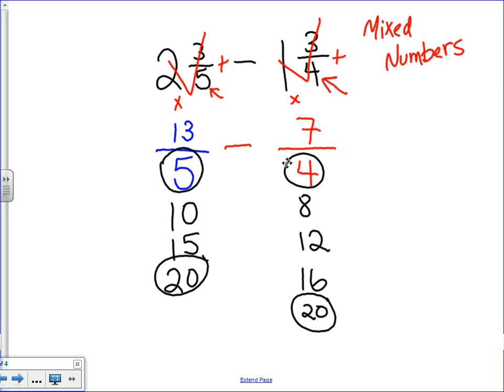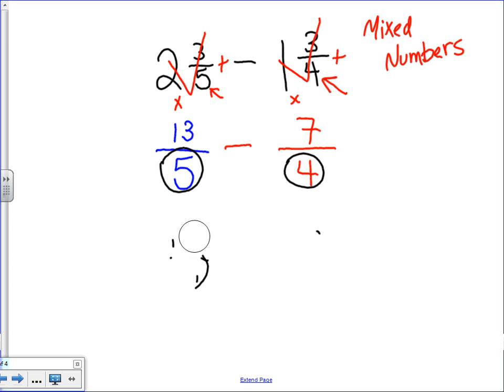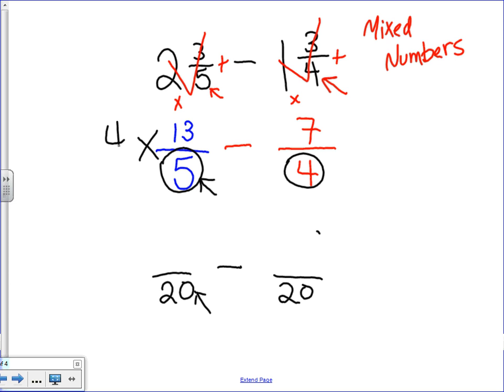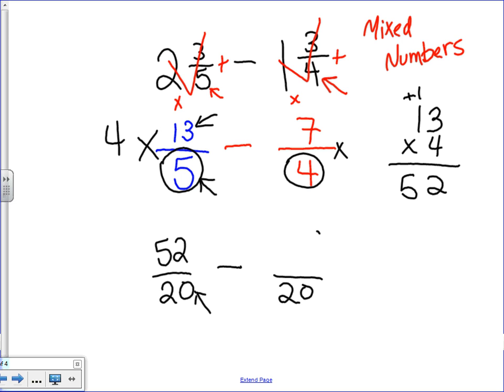So we need to rewrite our problem using 20 as a common denominator. Remember, we're subtracting. What do we multiply 5 by to equal 20? We multiply by 4. And then we need to multiply 13 by 4. 3 times 4 equals 12. 4 times 1 equals 4, plus 1 equals 5. So we have 52. Class, spend some time trying to figure out what we're going to multiply this by. If you said 5, you're correct. So 4 times 5 equals 20. And 7 times 5 equals 35.